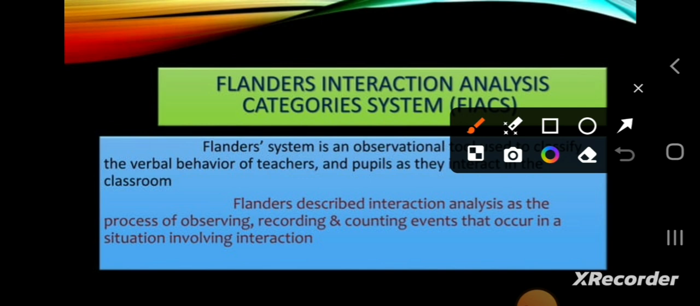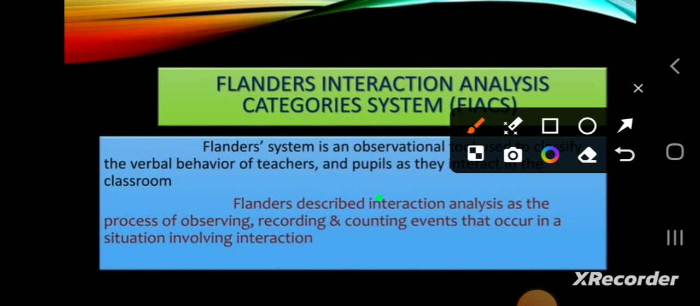Categories involve teacher talk. This is divided into several categories such as directing, that is giving directions or commands; lecturing, providing information or explanation; questioning, asking questions to students; feedback, giving responses or feedback to students' answers. Student talk includes responding, student answers to teacher questions or comments; initiating, student-initiated comments or questions; silence, periods of silence or non-verbal communication.